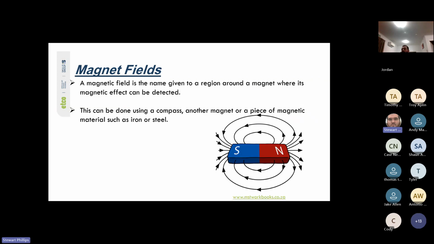Cool. So magnetic field. A magnetic field is a name given to a region around a magnet where its magnetic effect can be detected. So the field is where we can detect any form of magnetism, and it's usually a given area. The lines dictate how strong the field is. We can see here those lines where they are at. If we were to shrink them close together or add more lines, we would be increasing the field strength. This can be done using a compass, another magnet, or a piece of magnetic material such as iron or steel.